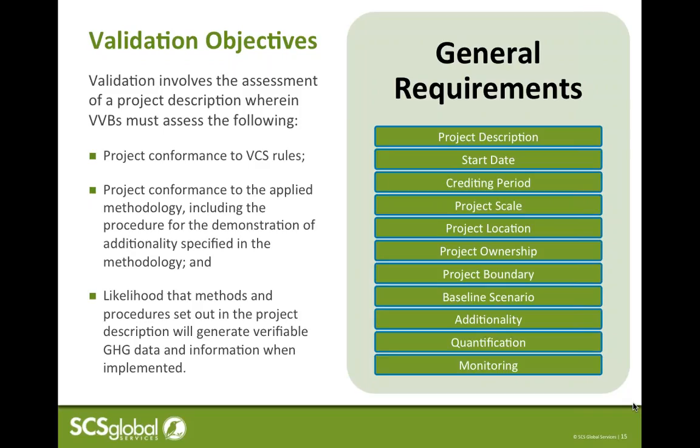Now, some of the general criteria assessed during the validation phase are listed on the right side of the screen here. We have to look at the project description, the project start date, its location, who owns the project activities, what is the project boundary, the baseline scenario is very important, as well as the issue of additionality. And then we also want to look at the quantification procedures that you will be carrying out in the future, as well as the monitoring methodology that will be carried out in the future as well. Next.